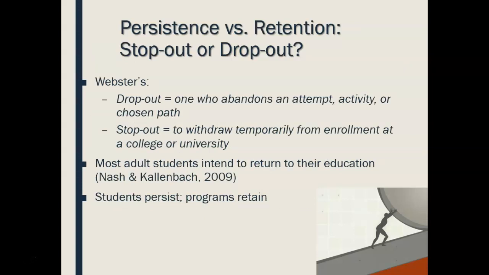Let's talk about persistence and retention and stopping out or dropping out. Let's start with dropout. This is the term we usually use when we're talking about students who stop coming to school, and Webster's has a pretty clear definition of that. But adult students, typically, studies have shown that when they stop coming to class, they see it as a temporary break in their education, and they intend to come back. So the term stop out is typically used with adult students.